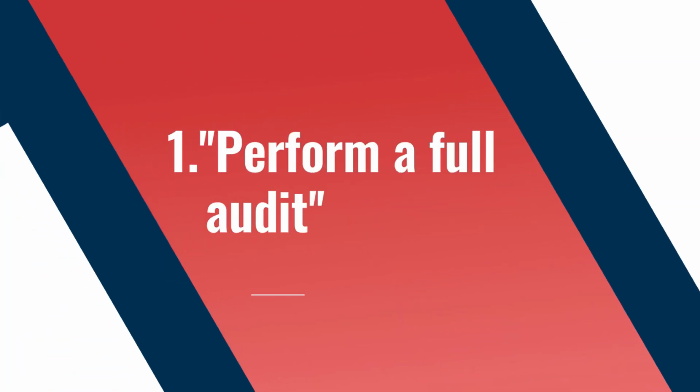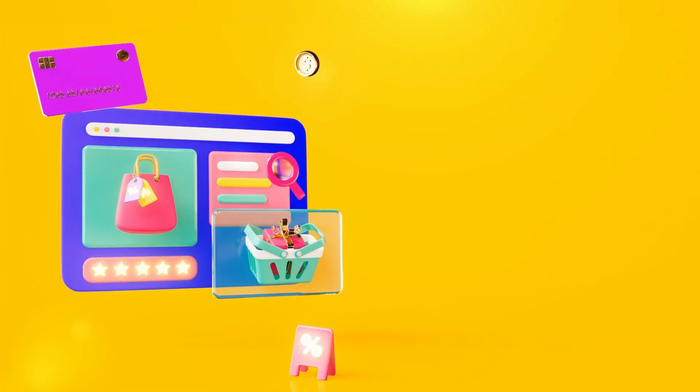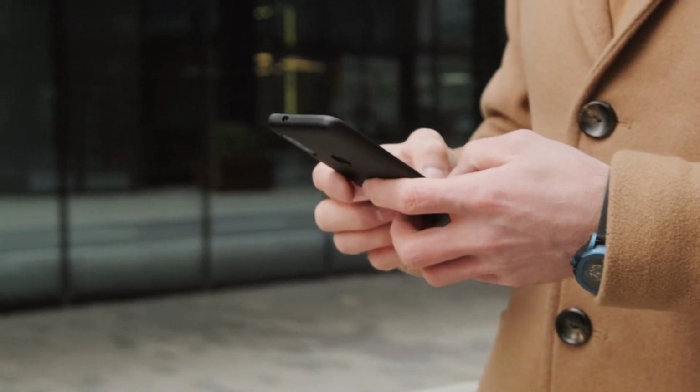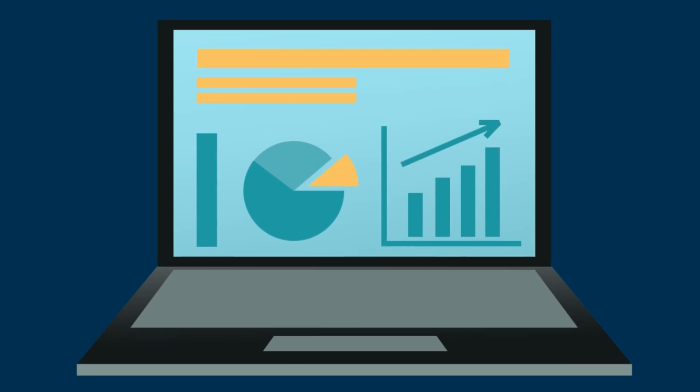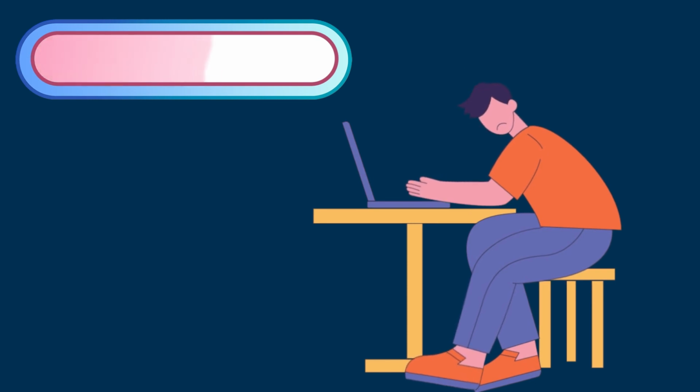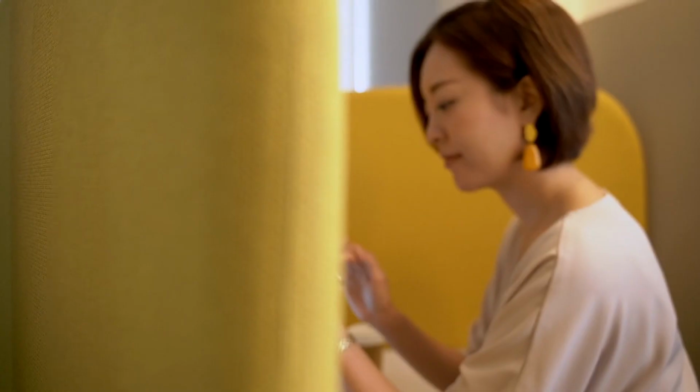Perform a full audit. The first requirement for Google to position your website in its first places, which, as I mentioned in the previous video, is where more than 90% of users click when they search for something, is that it have optimal performance. What does this mean? That it does not have errors, especially those that directly affect the loading time.